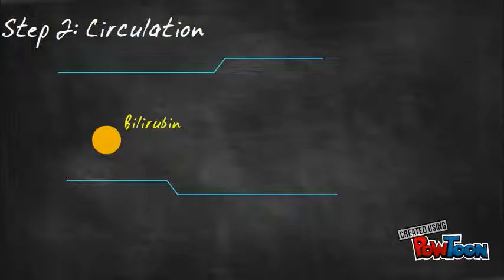So in circulation, it must be transported by a carrier molecule, which in this case is albumin. Albumin is a protein that has a very high affinity for bilirubin and binds reversibly but strongly to it, such that at a normal serum bilirubin level, nearly all bilirubin will be bound to albumin.